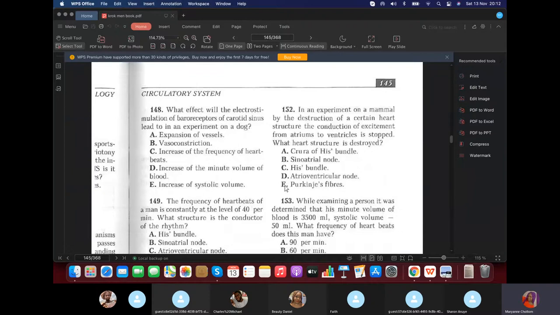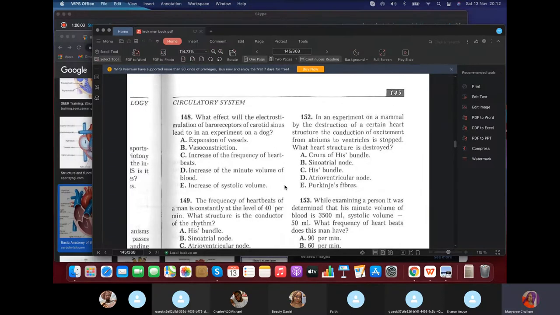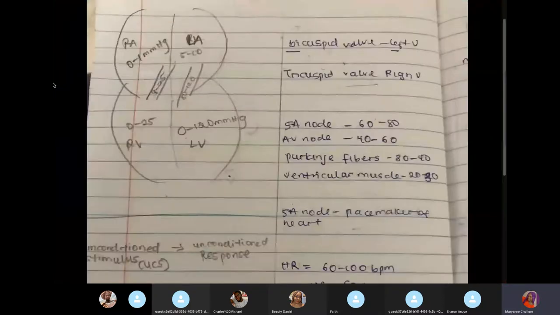146. What effect will the electrostimulation of baroreceptor of the carotid sinus lead to in an experiment on the dog? So the answer will be expansion of vessel. Why? Good. I'm going to break down the answer. I told you that from this beautiful presentation I showed you. Where was it?